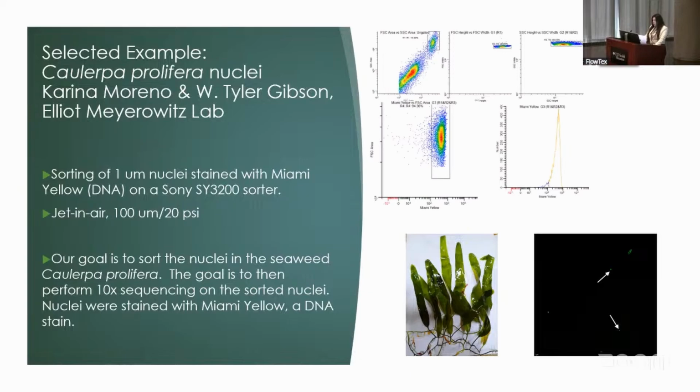So we optimized the concentration of the Miami Yellow using both the SY3200 sorter that we have, it's by Sony, an old Jetner sorter, and the CytoFLEX S cytometer. And then we proceeded to the sort. The limit of detection on the SY is 0.5 micron. And this was determined with extensive testing and optimization with help from our service engineer, Mike Pahalja.